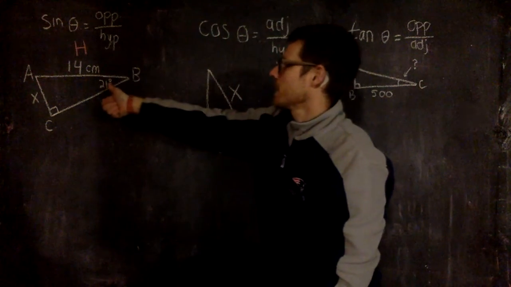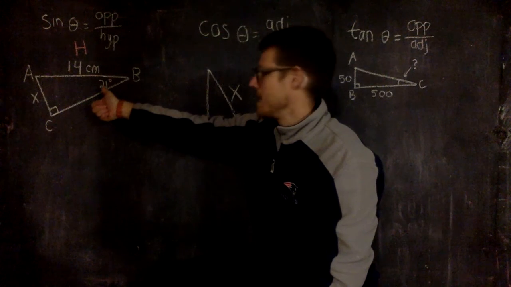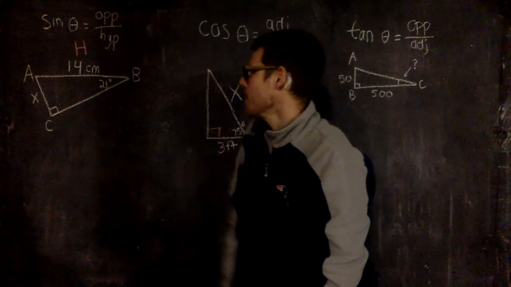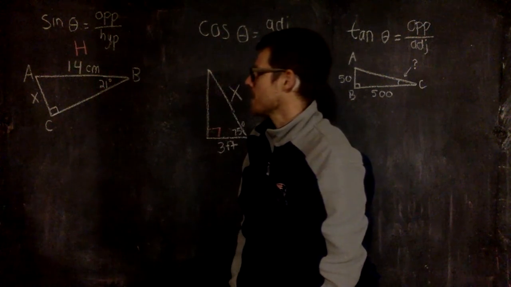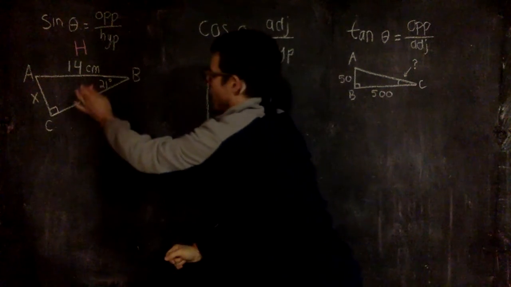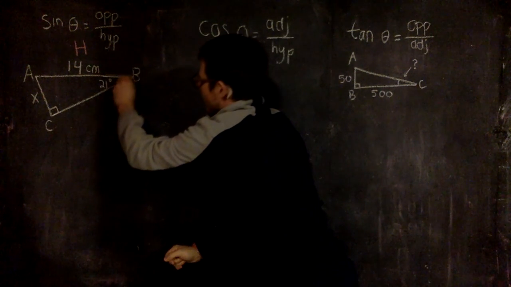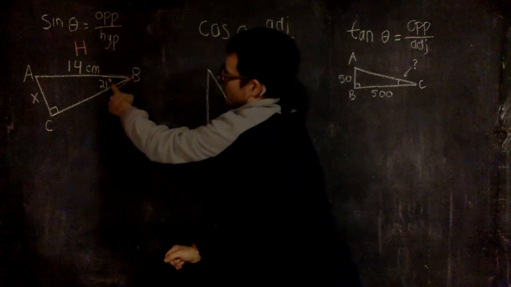Now, when I look at the angle that I've already chosen to be the angle, because it's the one I know, I'm going to get the adjacent side, which is made up of the hypotenuse and the other part that completes the angle I know.